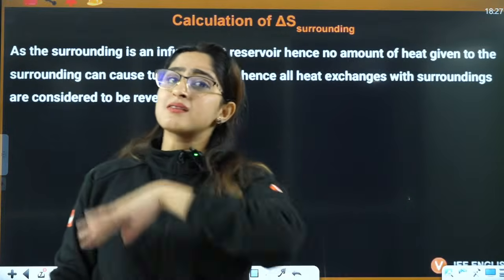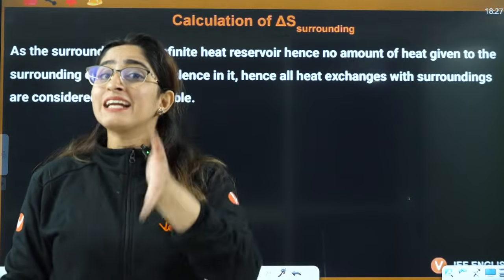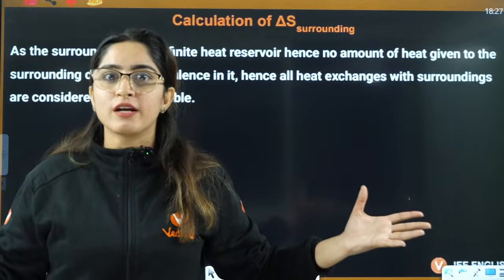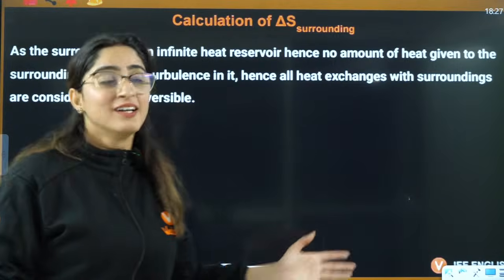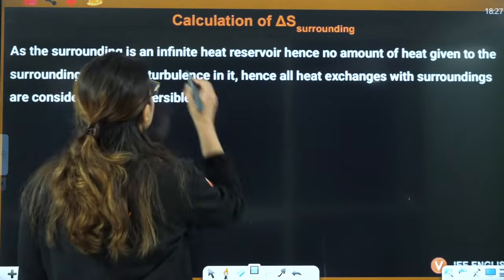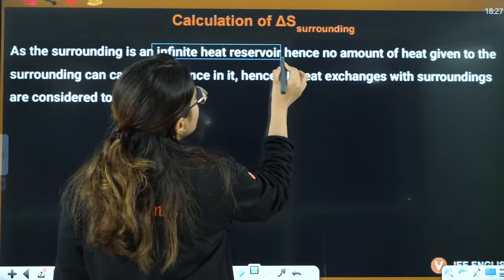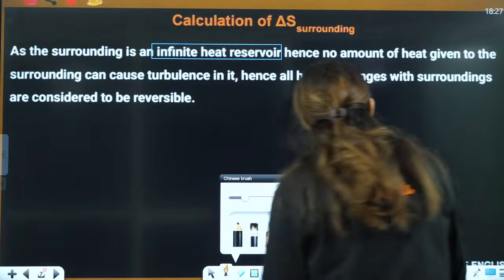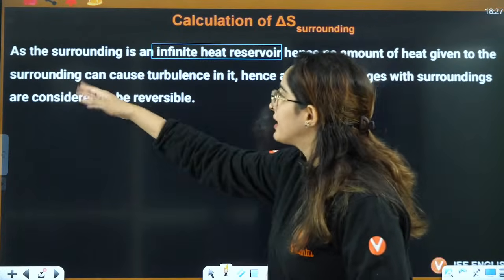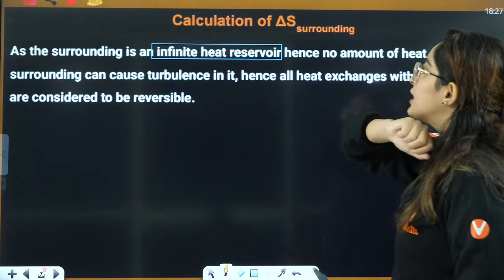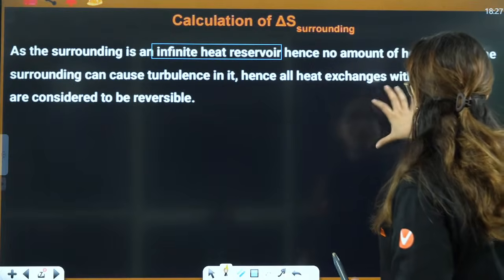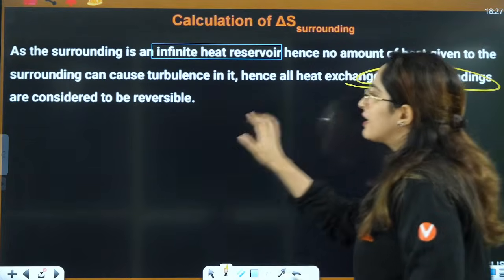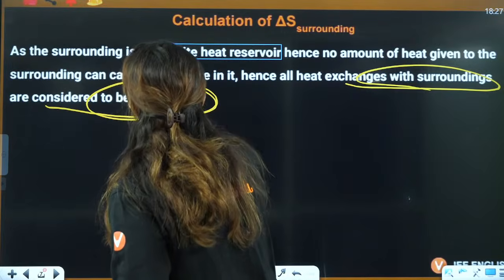So similarly, surrounding is a reservoir of energy. It is a reservoir of heat, right? So what we are saying, it is an infinite heat reservoir. Hence, no amount of heat given to the surrounding can cause turbulence in it. Hence, all the heat exchanges with surrounding are considered to be reversible.